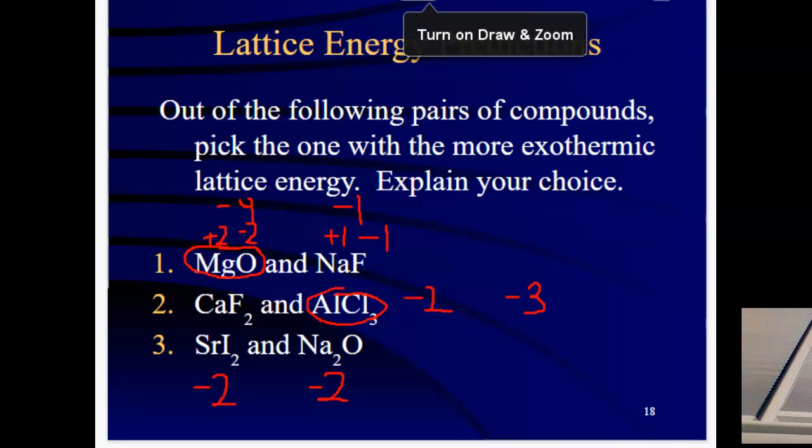Well, we're dividing by that radius, so we want a smaller number to have bigger energy, right? The closer together they are, the more energy they're going to have. The further apart they are, the less energy they are going to have. So we see that sodium oxide is going to have a stronger lattice energy with a smaller radius to give us that bigger number right there. So that's where we are.